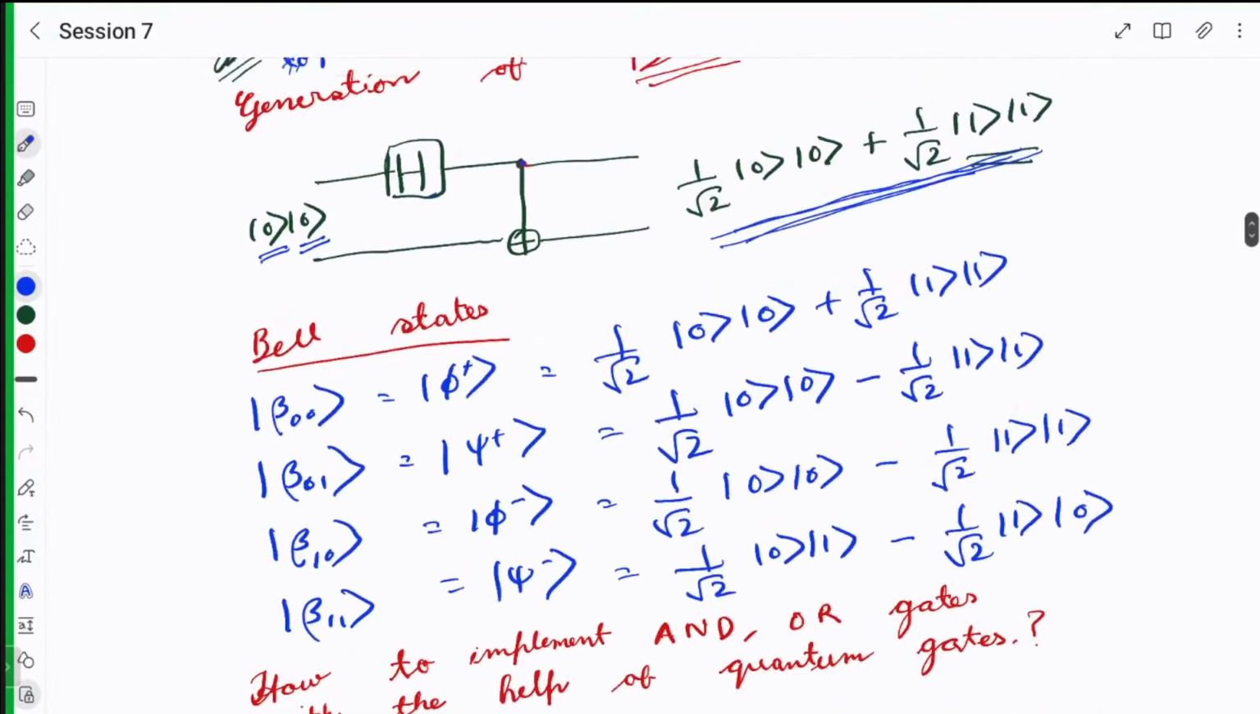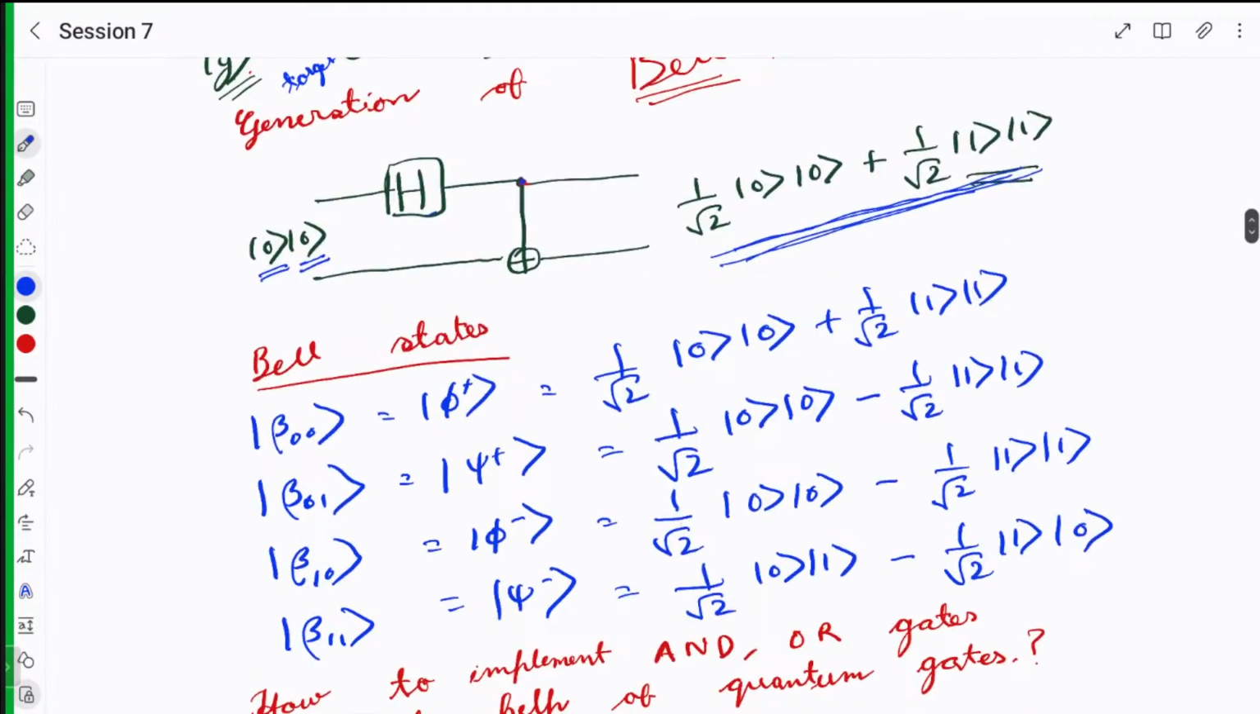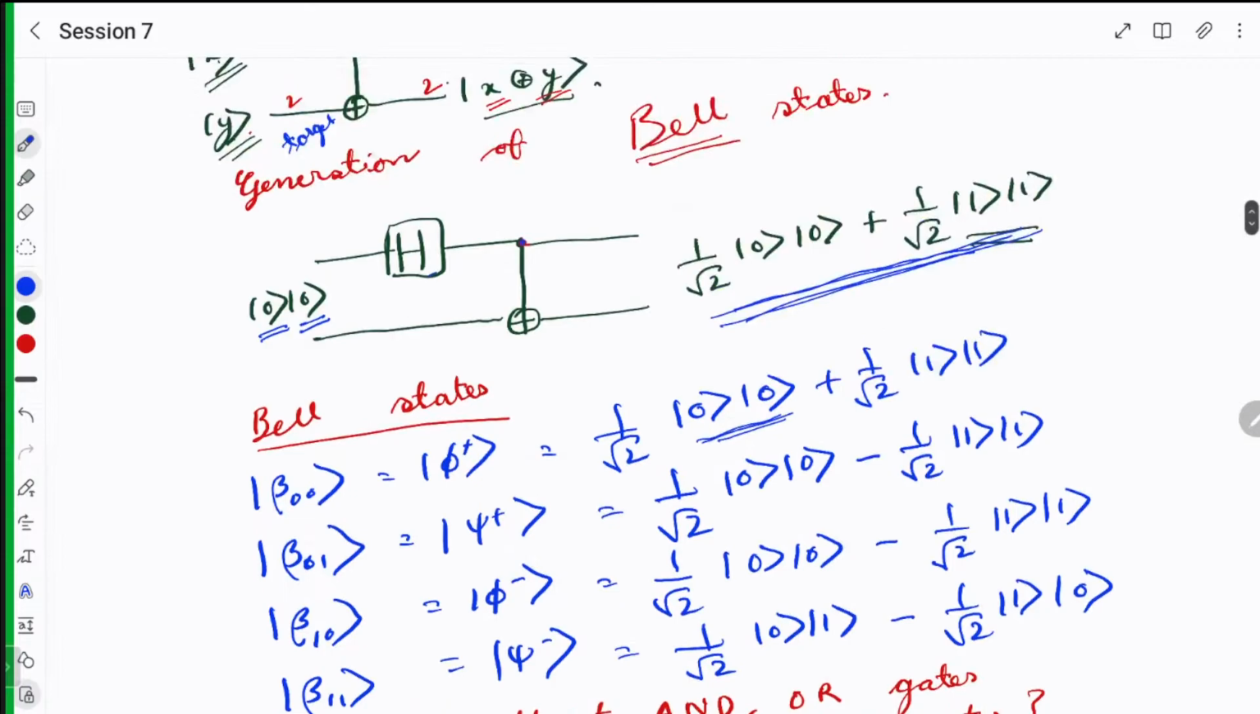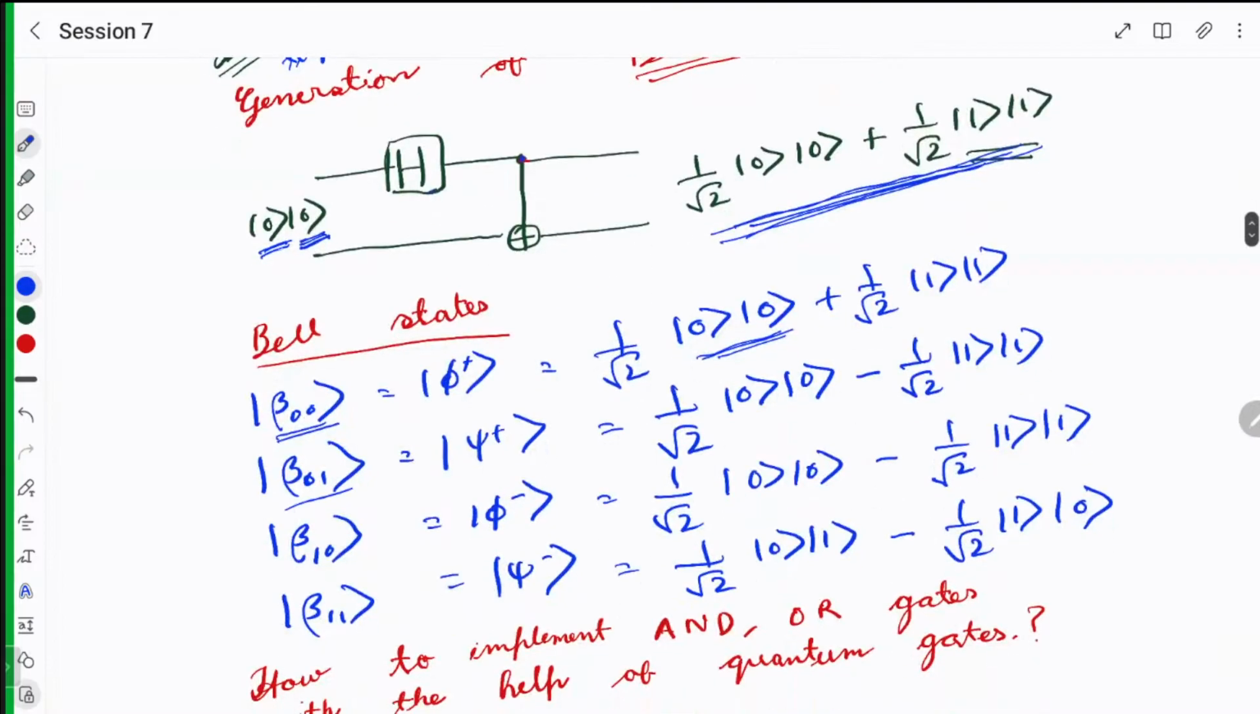And in particular, we had looked at these four entangled states, and we called them the Bell states. They are similar to 1 by root 2 (00 plus 11) with different phases and different combinations. We also saw that the nomenclature is affected by this. So when you start with 00, you get this, which is called beta 00. Similarly, if you start with 01 in this circuit, you will get beta 01, with 10 you will get beta 10, and so on.